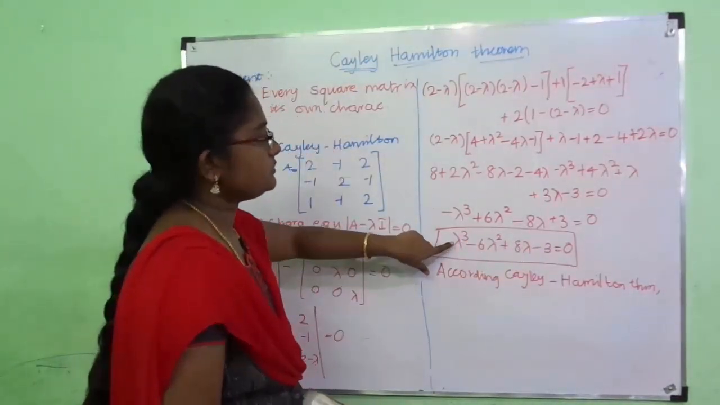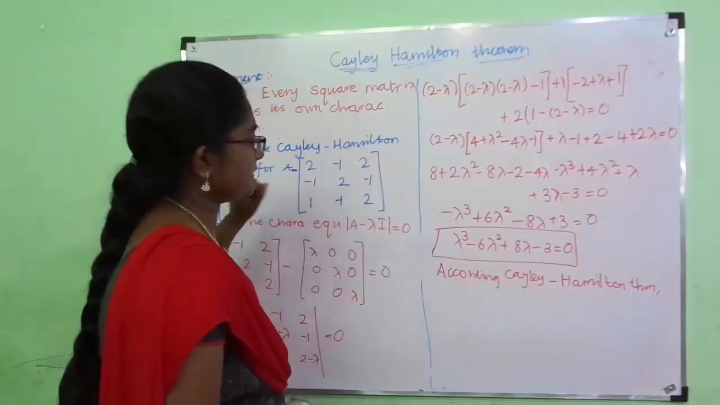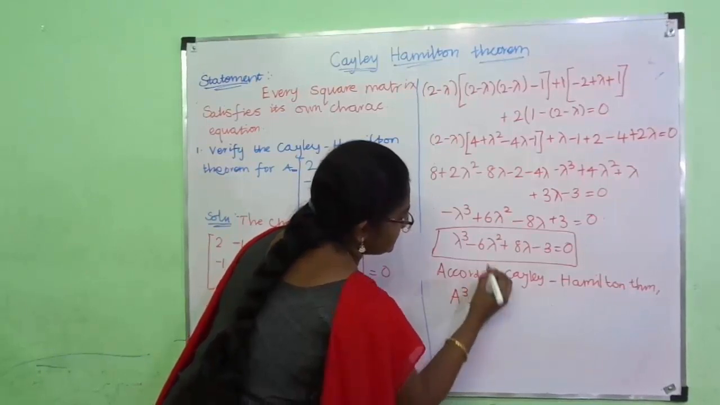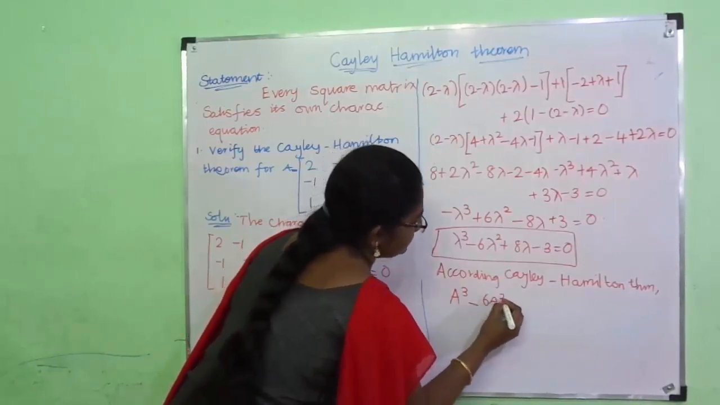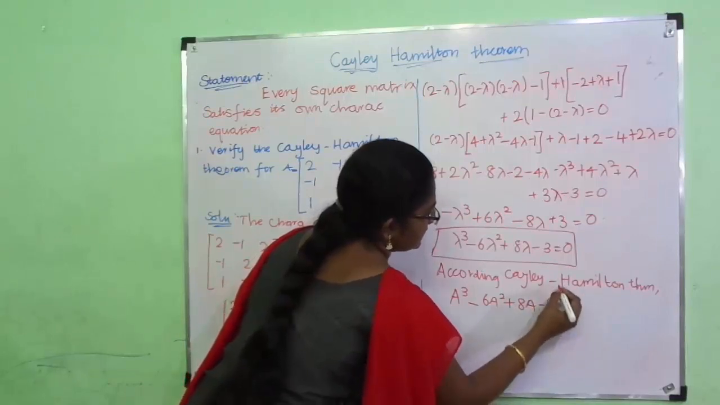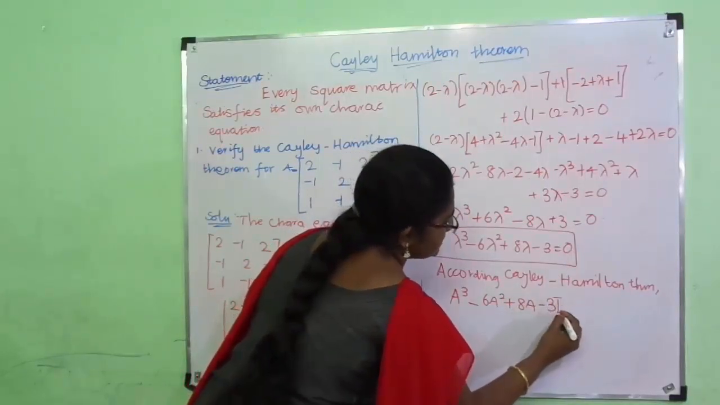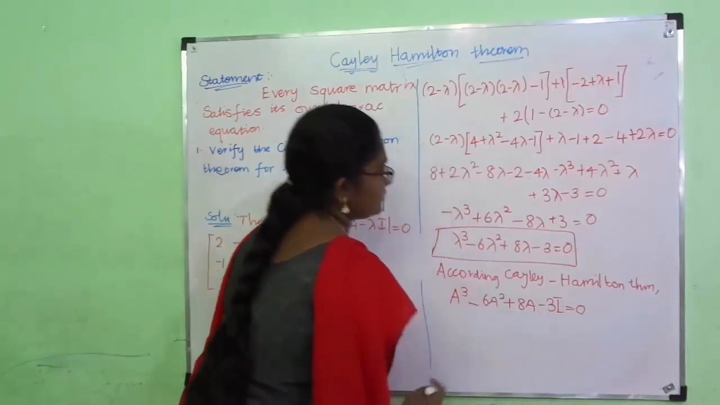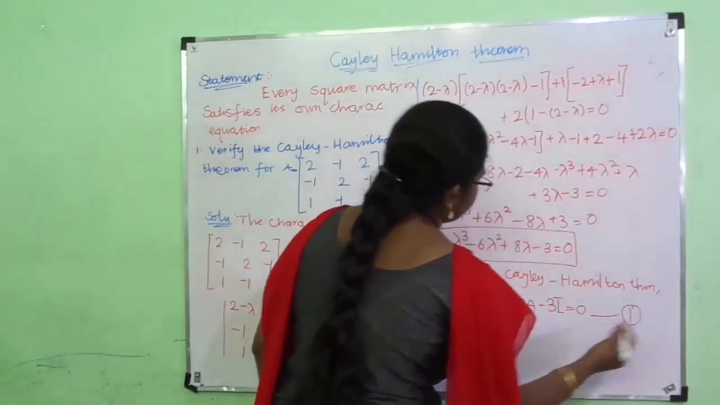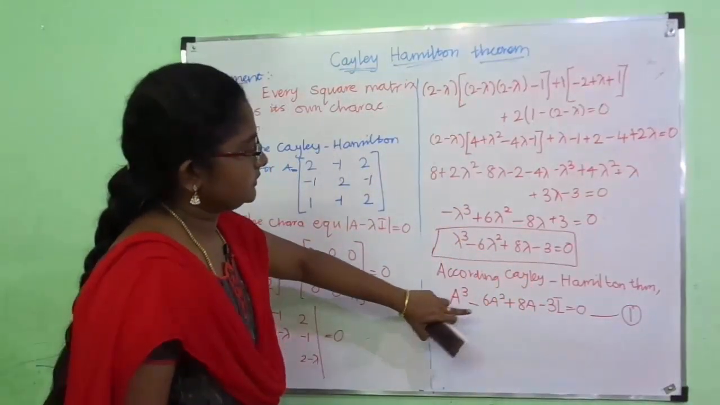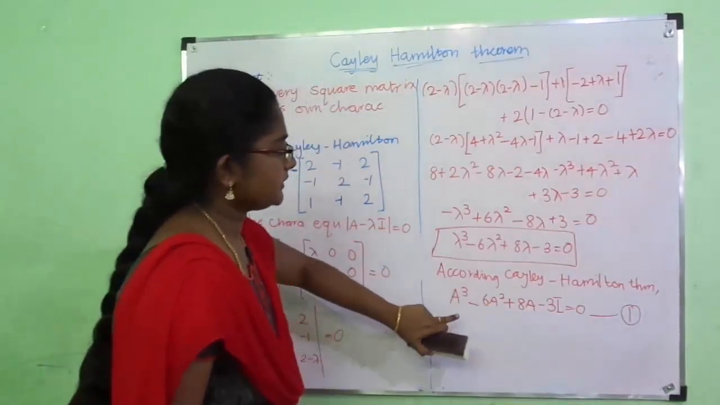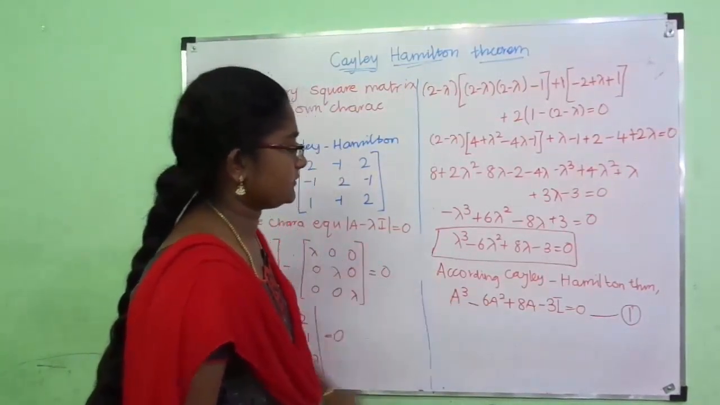Now we are going to replace lambda by the given matrix A. Lambda cube as A cube, minus 6 lambda square as 6A square, plus 8 lambda as 8A, and minus 3, in the constant term we are introducing the identity matrix I, is equal to 0. First we are going to name this equation as 1. Look at here, A matrix is the given matrix, I we know this is the identity matrix, and we have to find A cube and A square.